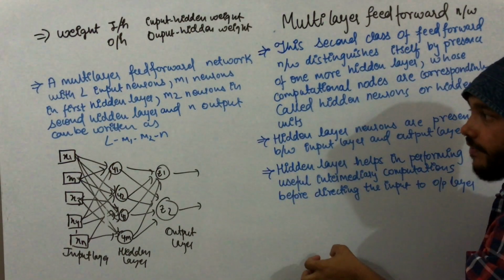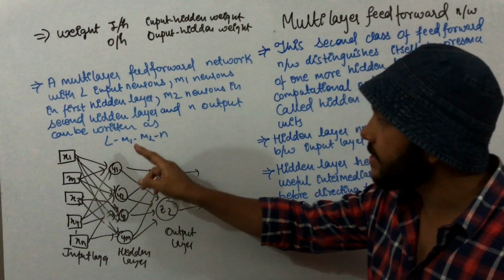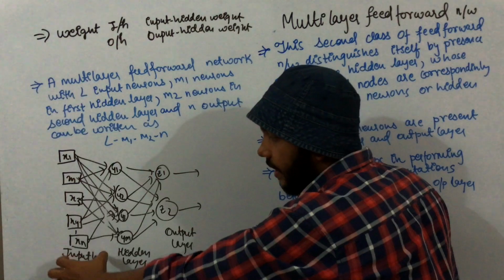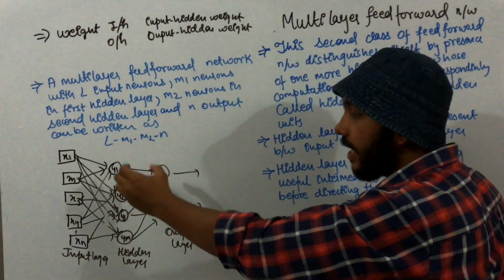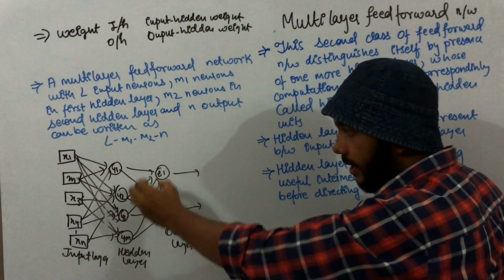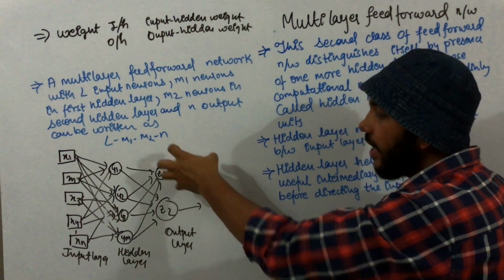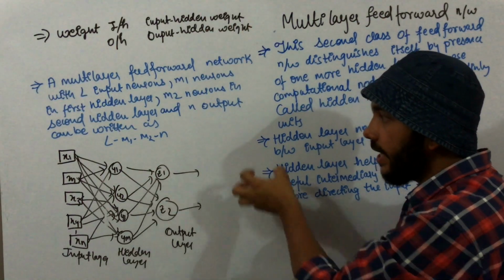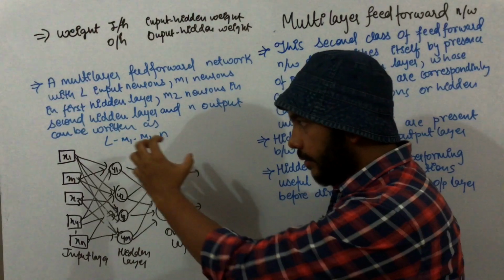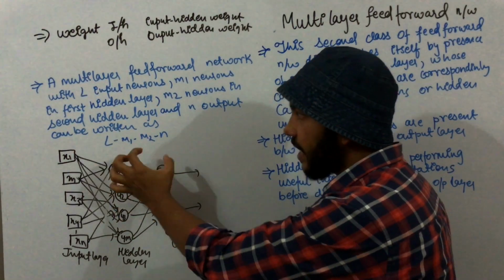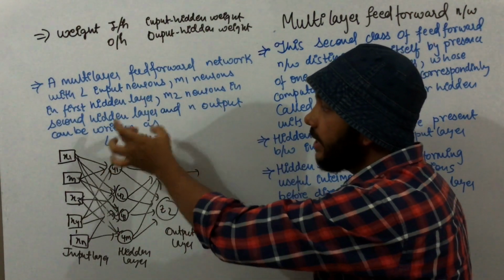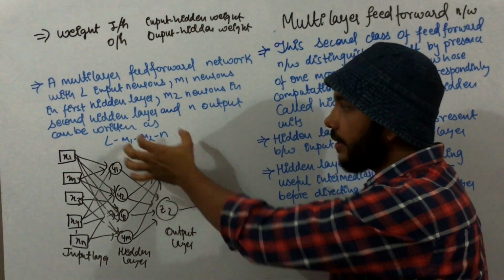The network can be written as L - M1 - M2 - N. Why? Because suppose there are L inputs, then these L inputs are going to be reduced to M1, then M2 and so on, and finally the output will be given in N. So now we can say the output will be given through the different hidden layers and the output layer neurons.